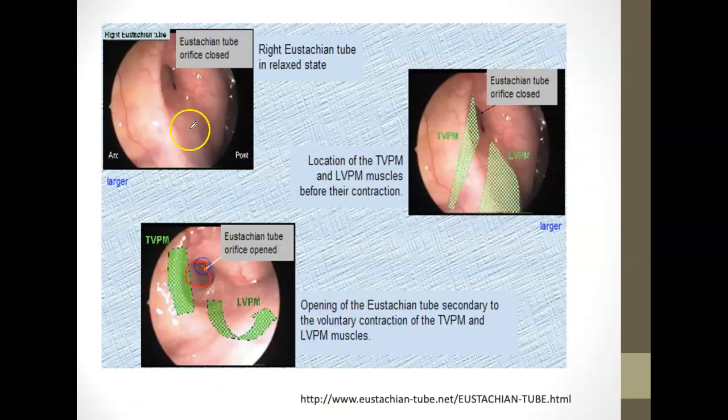Here you can see the opening. Here you can see when it's normally closed. There you can see when the eustachian tube is open and those muscles are pulling in different directions, okay?